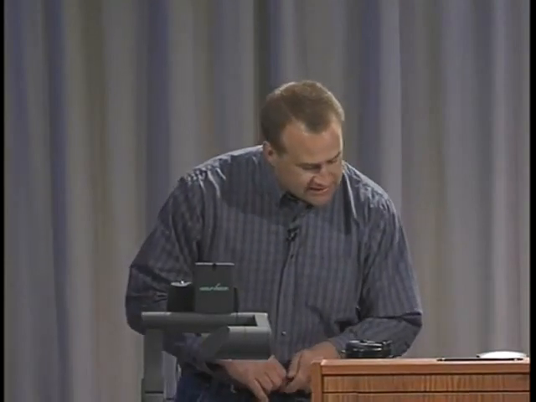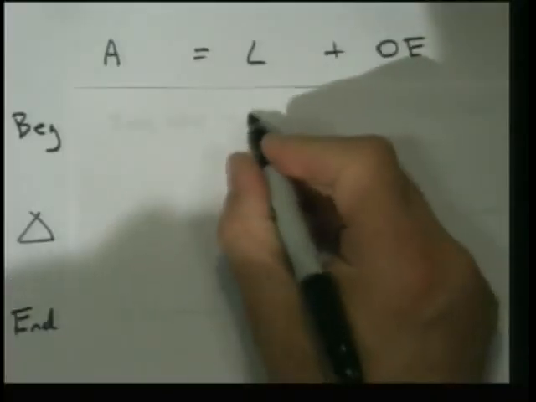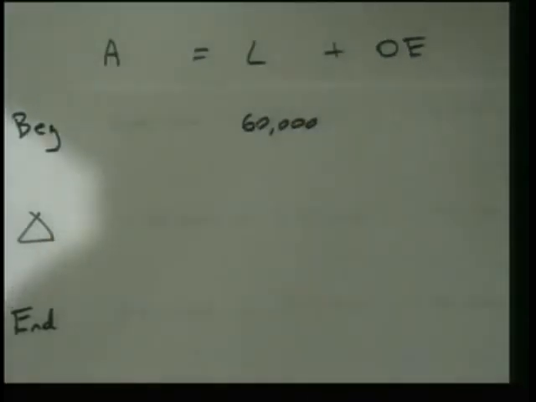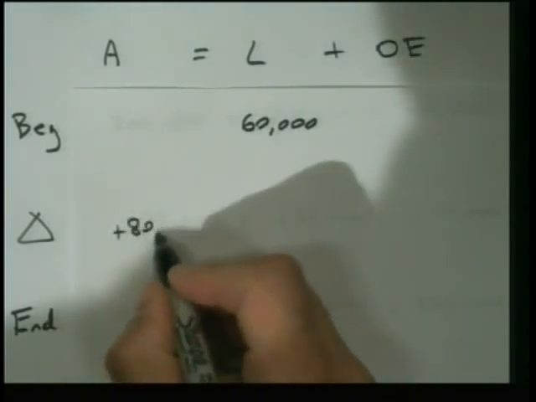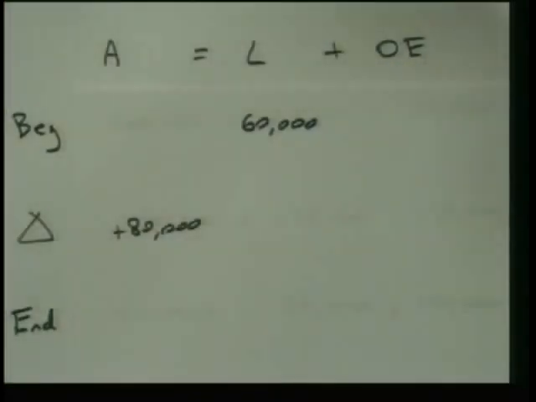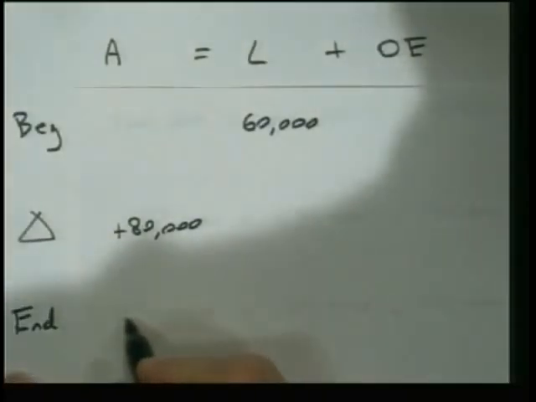Okay. So, questions on that one? Okay, let's do another one then. We're on C on exercise 1.8. At the beginning of the year, Keller Company's liabilities equal 60,000. During the year, assets increased by 80,000. And at year end, the assets equal 180,000, right?